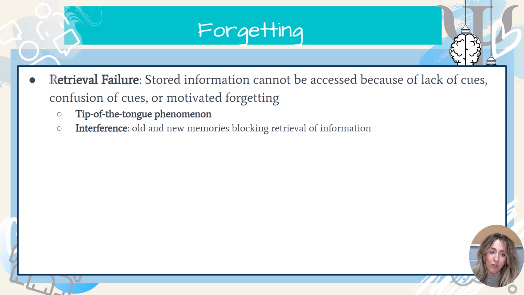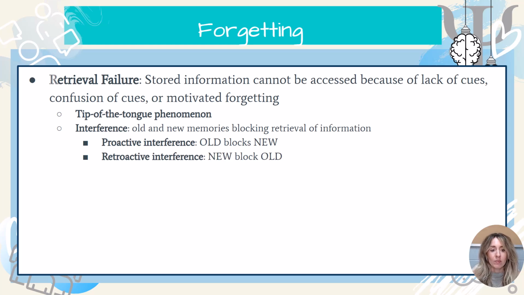Another type of retrieval failure is called interference. This is when we have old memories or new memories blocking each other in order to prevent the retrieval of the information. There are two different ways this can work. The first is proactive interference. This is when old information, information you've learned in the past, prevents you from learning new information. And retroactive interference is when new information blocks or prevents you from learning old information.